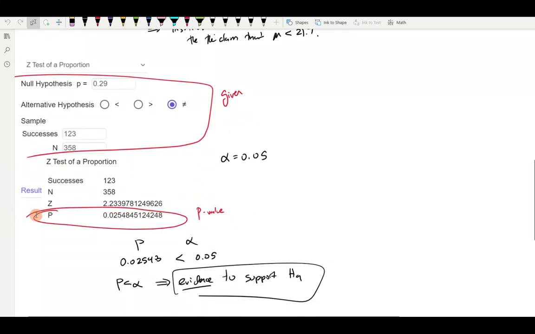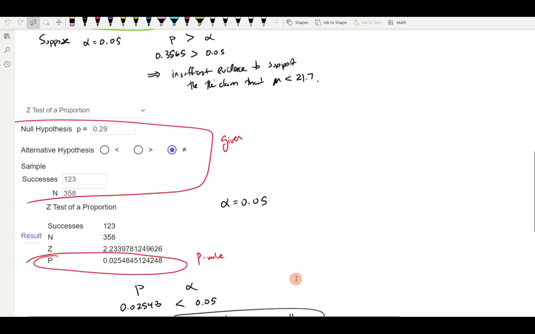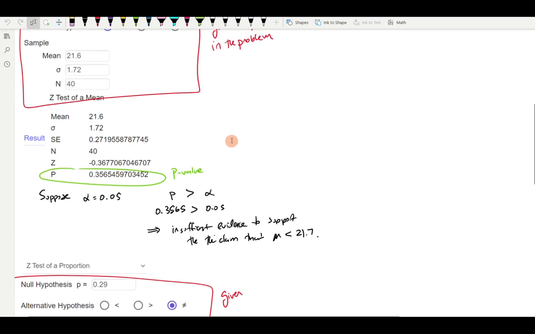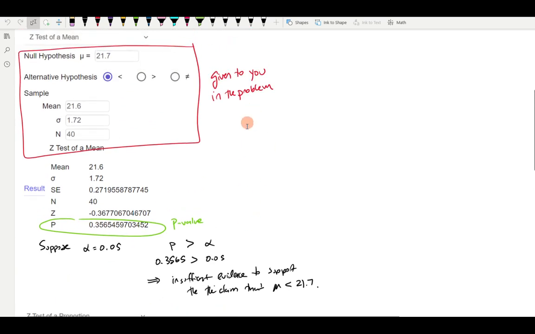That is the probability that we would get our sample result if the null hypothesis were true. If the probability is less than the significance level, you have evidence to support the alternative. If the probability is greater than the significance level, you have insufficient evidence. The p-value is calculated by GeoGebra. The significance level is told to you in the problem.